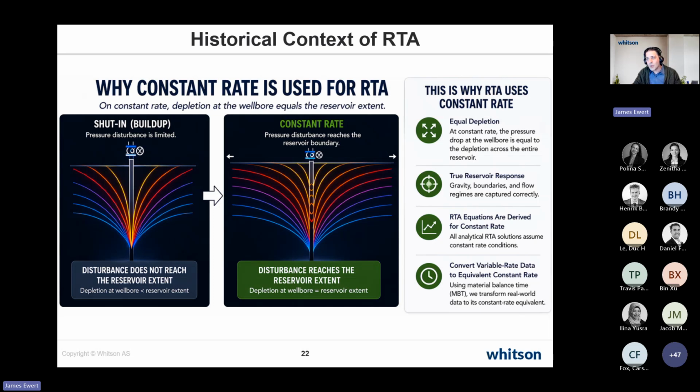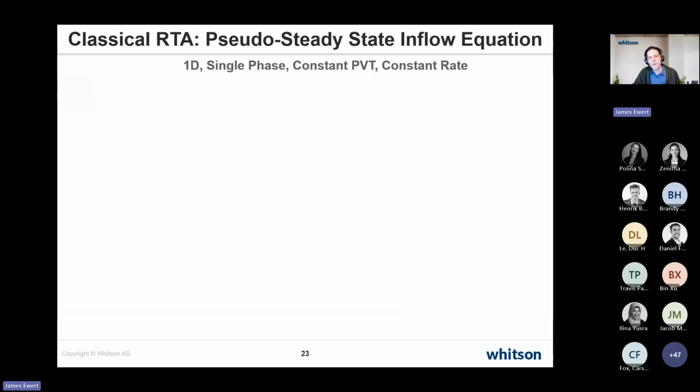And what you're going to see later on is we use something called material balance time. And material balance time is superposition for boundary dominated flow. And what that does is it takes variable rate data and makes it an equivalent constant rate solution. And so we can take variable rate data and fit it into those RTA equations. So that's just a little bit of background for you.